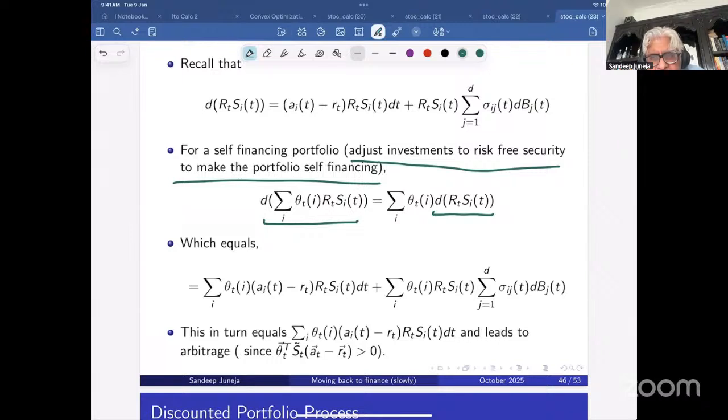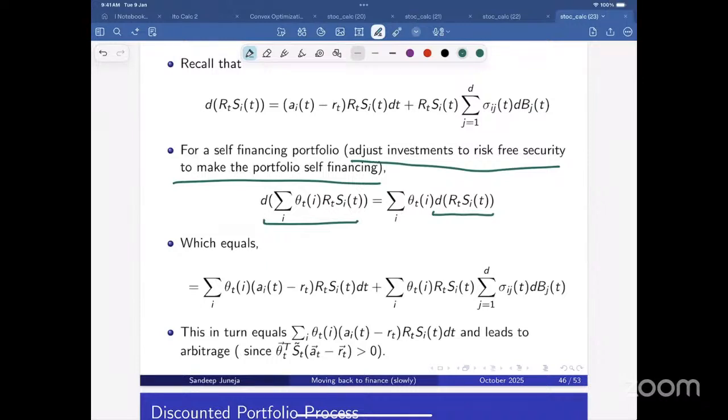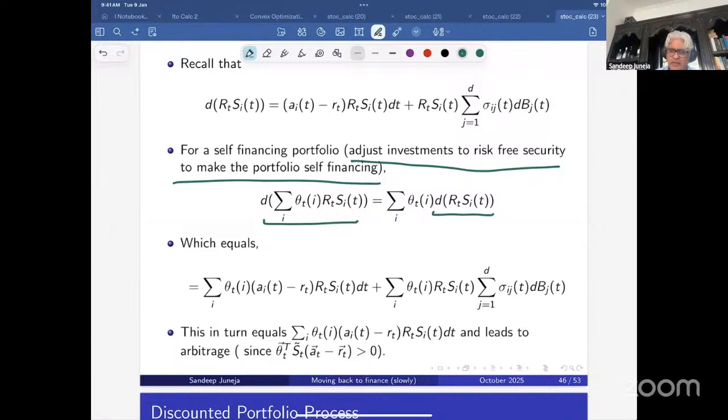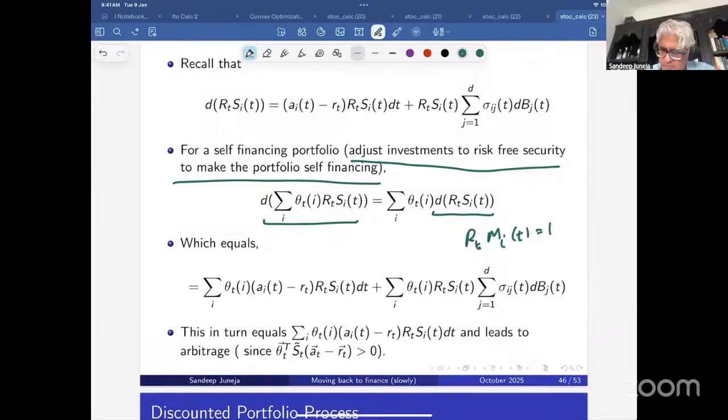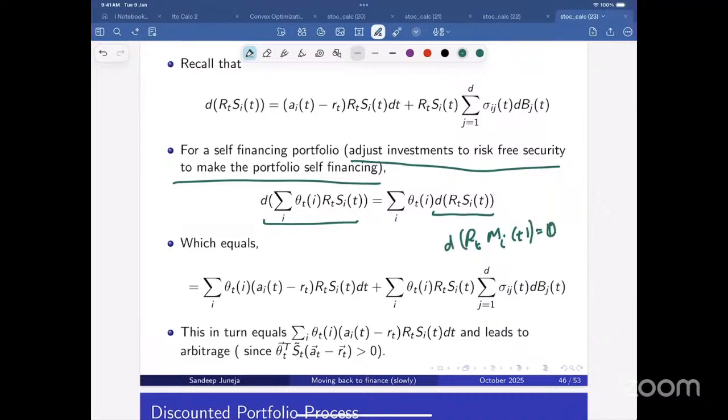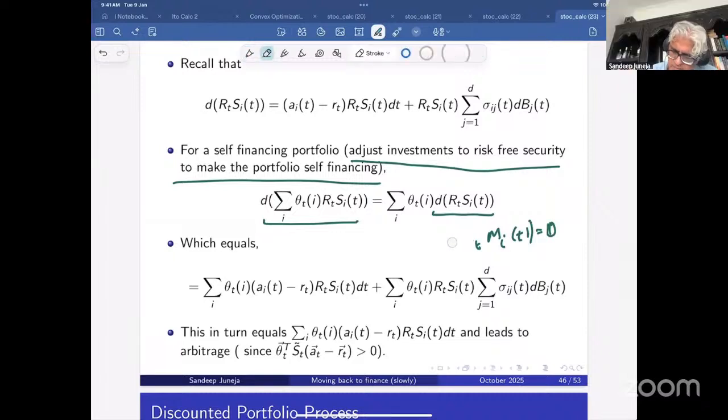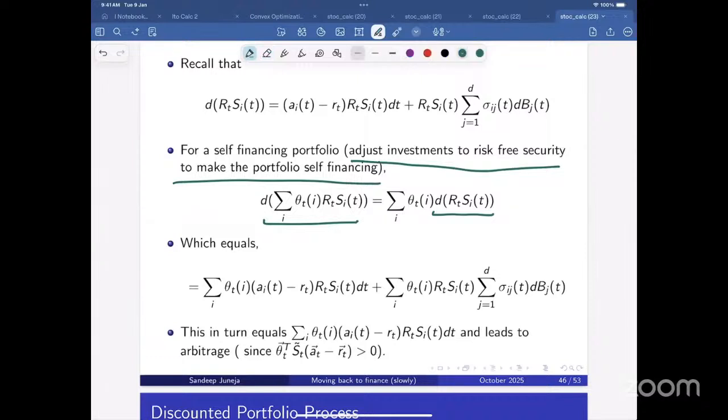But the money market changes will not really... Can you repeat this point? I didn't fully get that. Yeah, I've not developed this properly, but I still want to make this point. If I look at r_t into M_t, this is the money market account, that's just equal to 1. So d of that is going to be equal to 0, right? So I've not included that term here because it's 0.